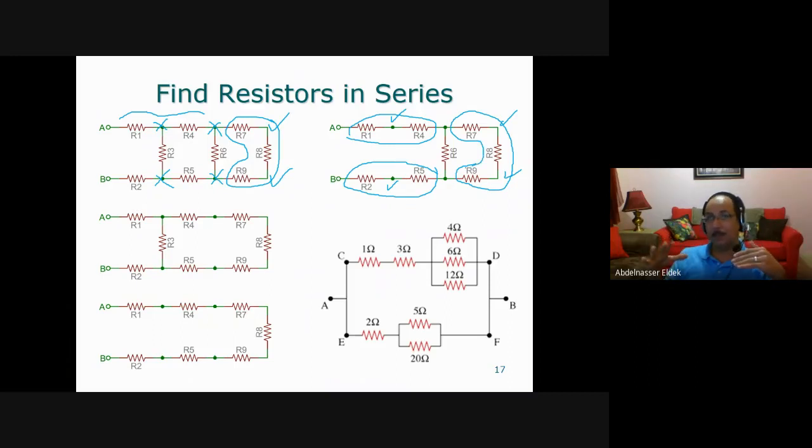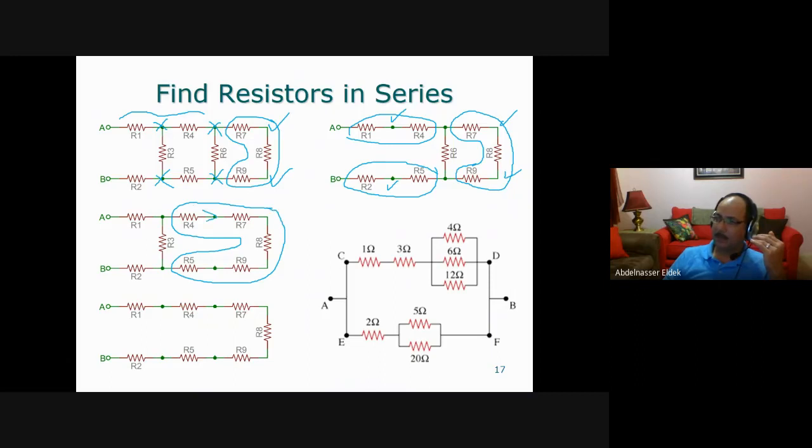And when you think about them, you will find that the current in each of the series resistors will not change. It's the same. The current in R1 and R4 are the same. The current in R2, R3, and R5 is the same. The current in R7, R8, and R9 is the same. For example, let's look at this one here. All of these are in series.